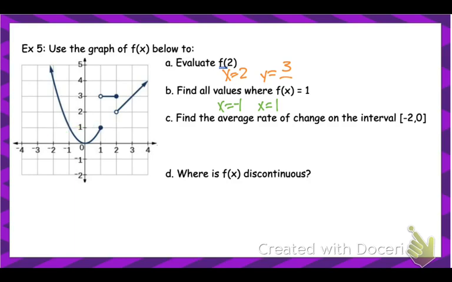Average rate of change is something you've been doing since Algebra 1. That's just another word for slope. But what's a little bit different here now, again, is the notation. This is now in interval notation, which means -2, 0 is not talking about a coordinate that's not listed on your graph. This is saying from the x value of -2 until the x value of 0.